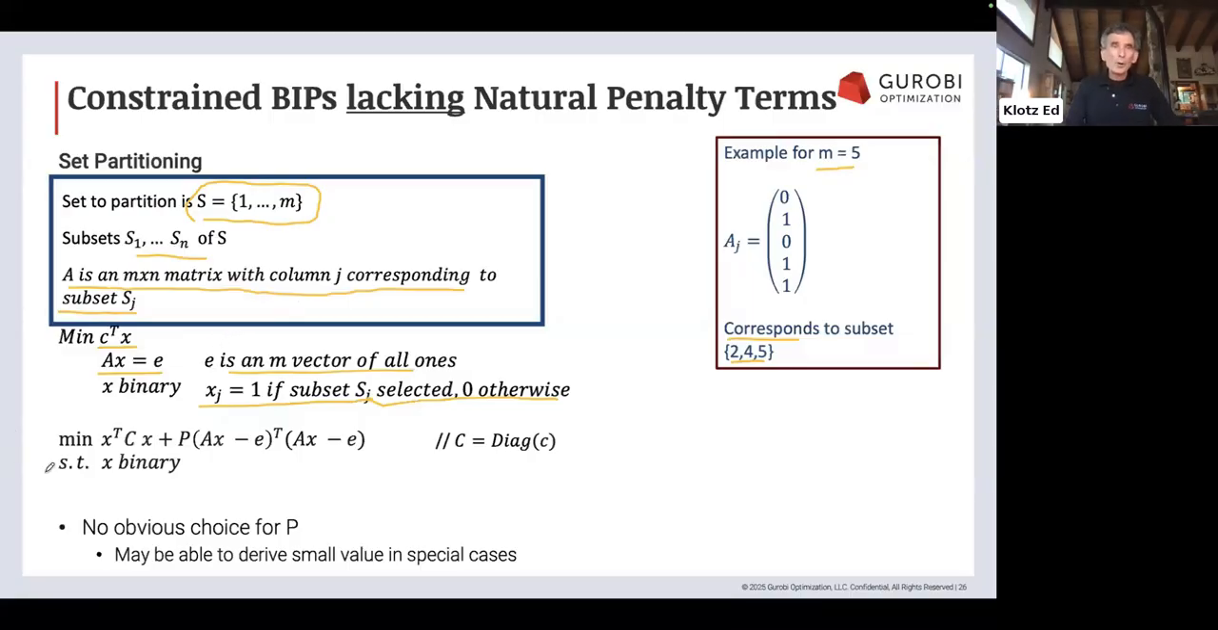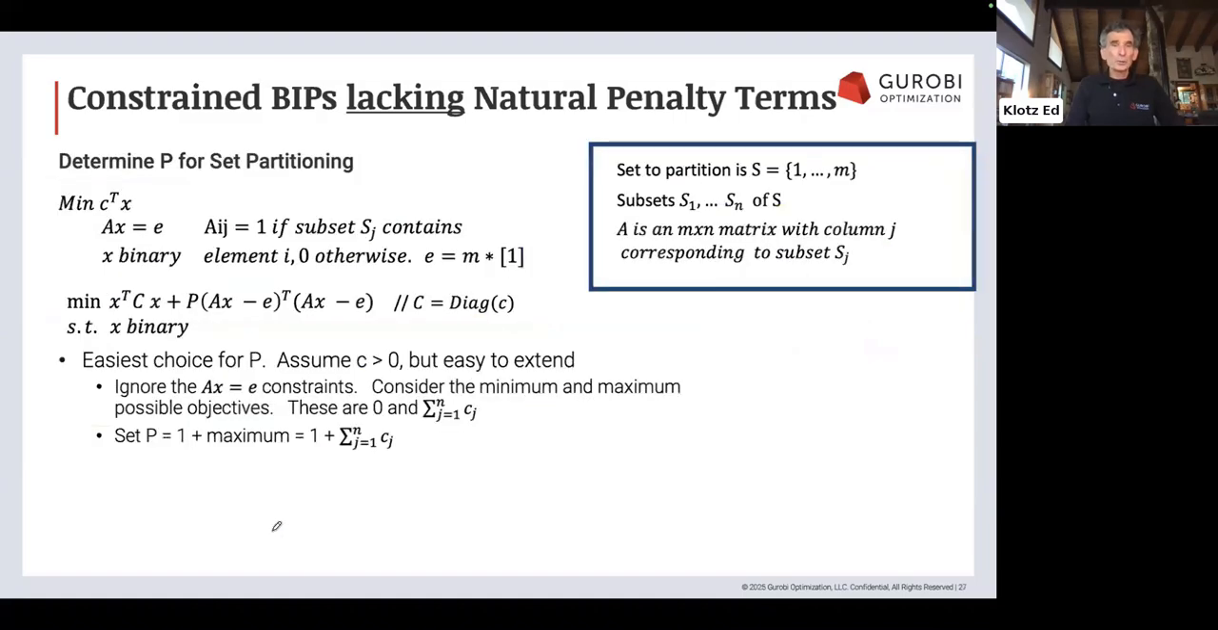So we know how to penalize this. We take the difference of the squares of the left and right-hand side of the constraints. And now we find ourselves in this situation of not having an obvious choice for the penalty term. So what can we do? All right, so let's start with an obvious choice. Let's assume that our objective is positive, but it's not hard to extend. Let's just ignore the constraints.